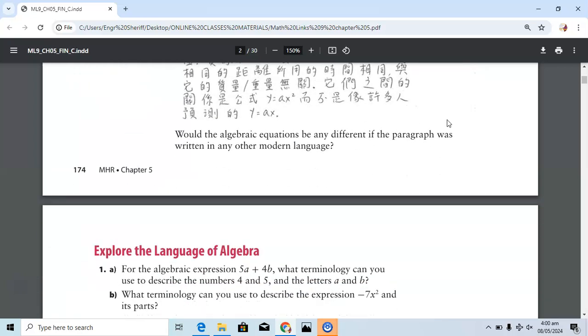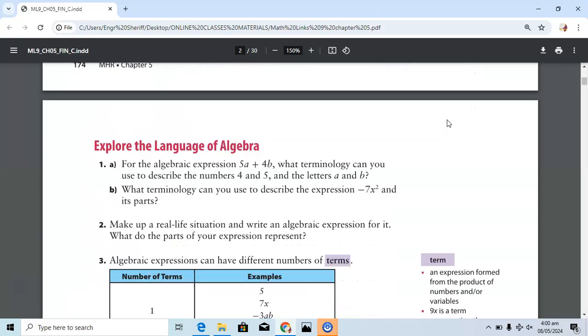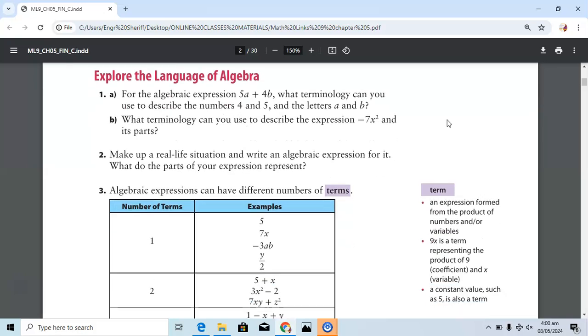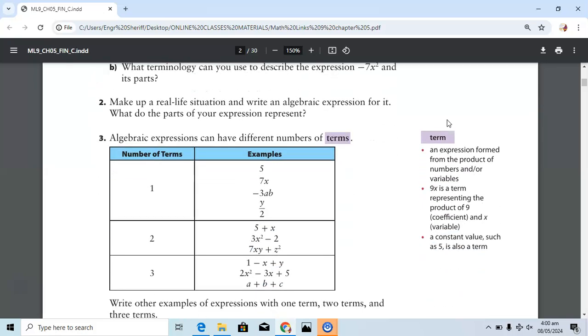So let's move down. The most important part you have to take into account in this topic is this. When you have a number like 5, 7x, or 3ab, whatever, all these are single terms. The number of terms is simply equal to 1. When you have 5 plus x, 3x squared minus 2, or 7xy plus z squared, all these have 2 terms. You can see it. 7xy and z squared are simply 2 terms.